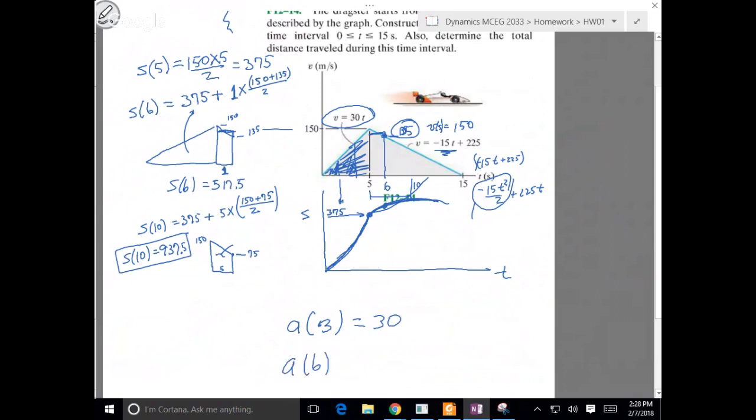Acceleration at 6 seconds. Your plot would come in at 30, and then it would pop to minus 15 all the way over to 15 seconds. So it's fairly straightforward. Everything over here is minus 15. So if somebody asked for acceleration at 5 seconds, what would you write?